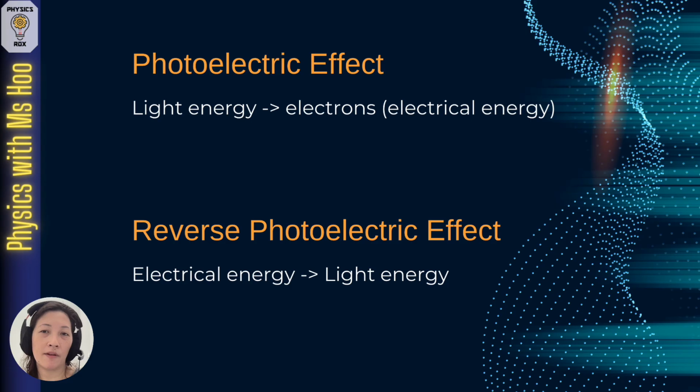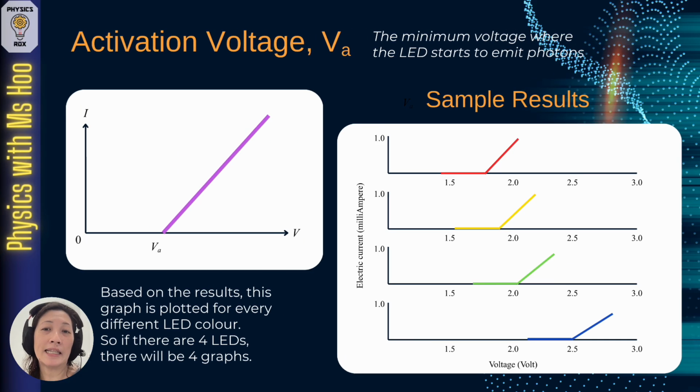Now let's go into the concept of threshold voltage, or more accurately, the term is called activation voltage. Activation voltage, which uses the symbol VA for short, is the minimum voltage where the LED starts to emit photons. What this means is that just because you supply current to an LED does not guarantee that it will light up. For the LED to be able to emit photons, there must be a minimum voltage provided for the metal to be able to emit photons. This is a typical current-voltage graph for an LED. Based on this graph, you'll find there is a particular minimum voltage that is needed before current can start to flow through the LED.